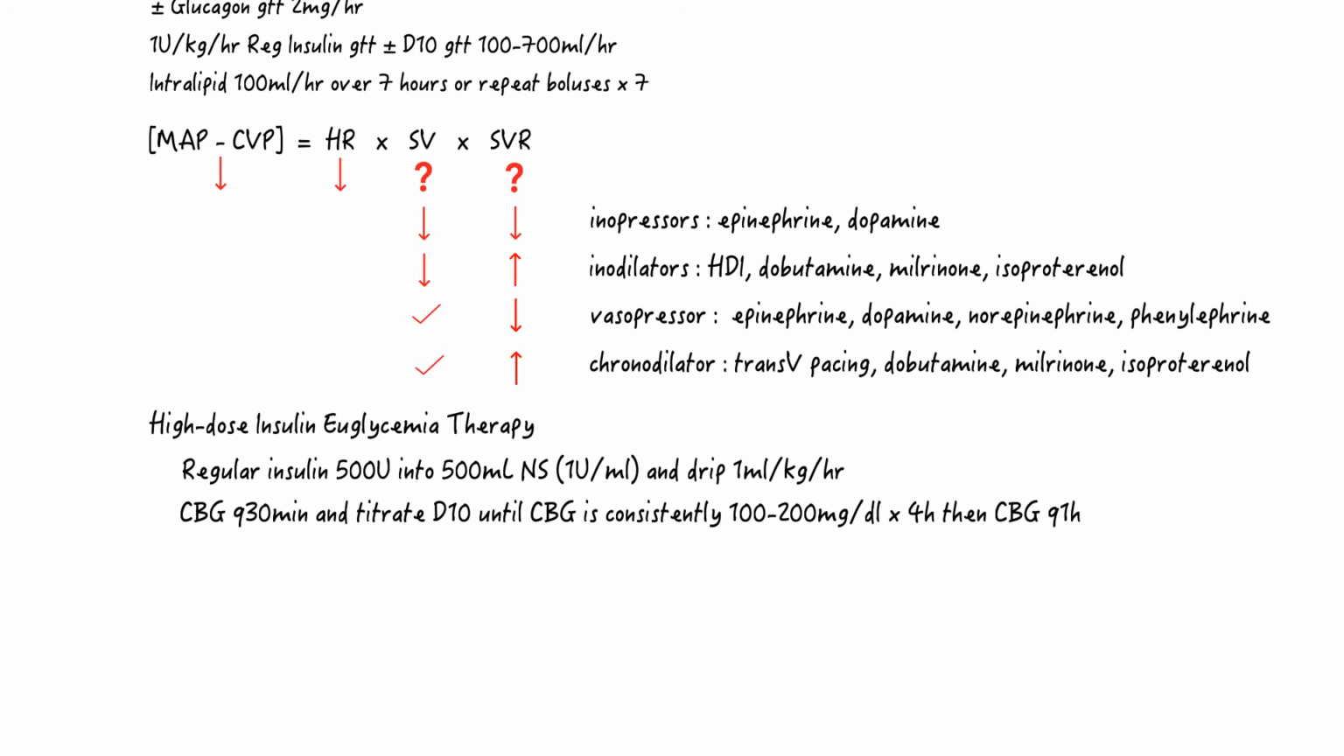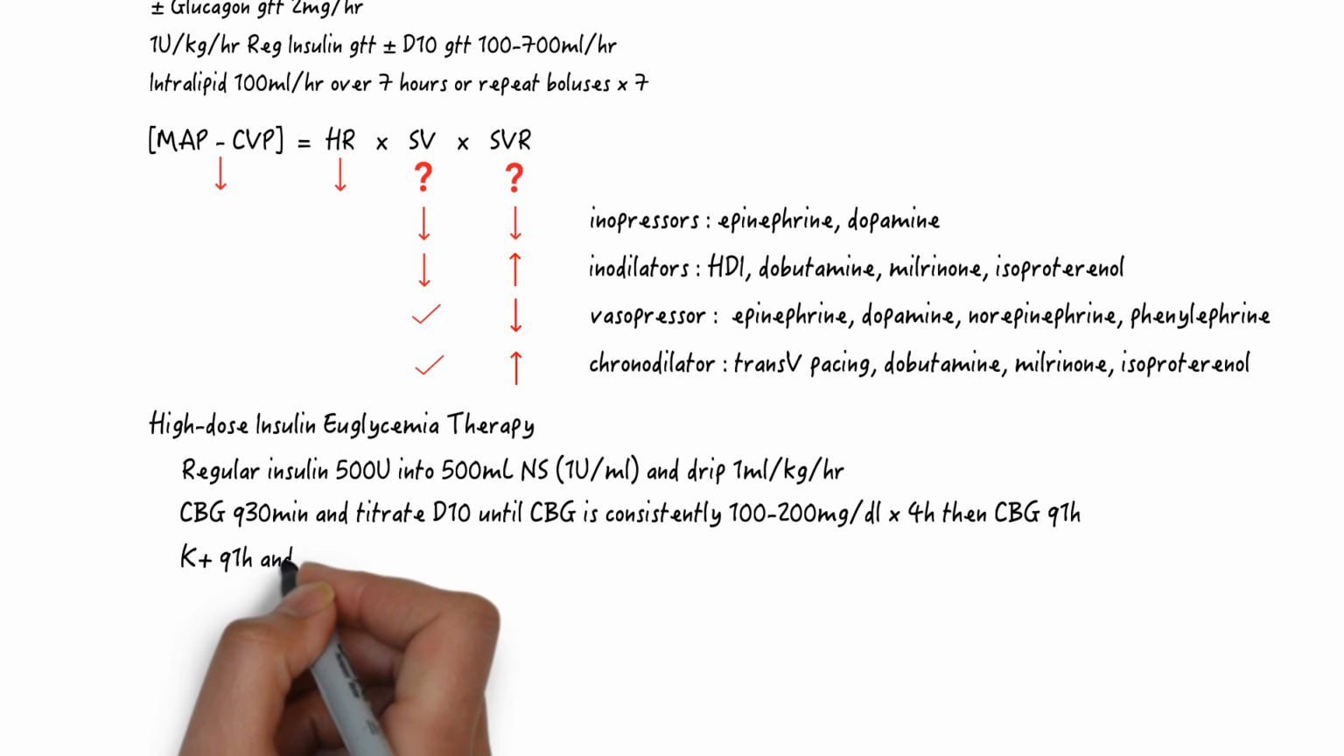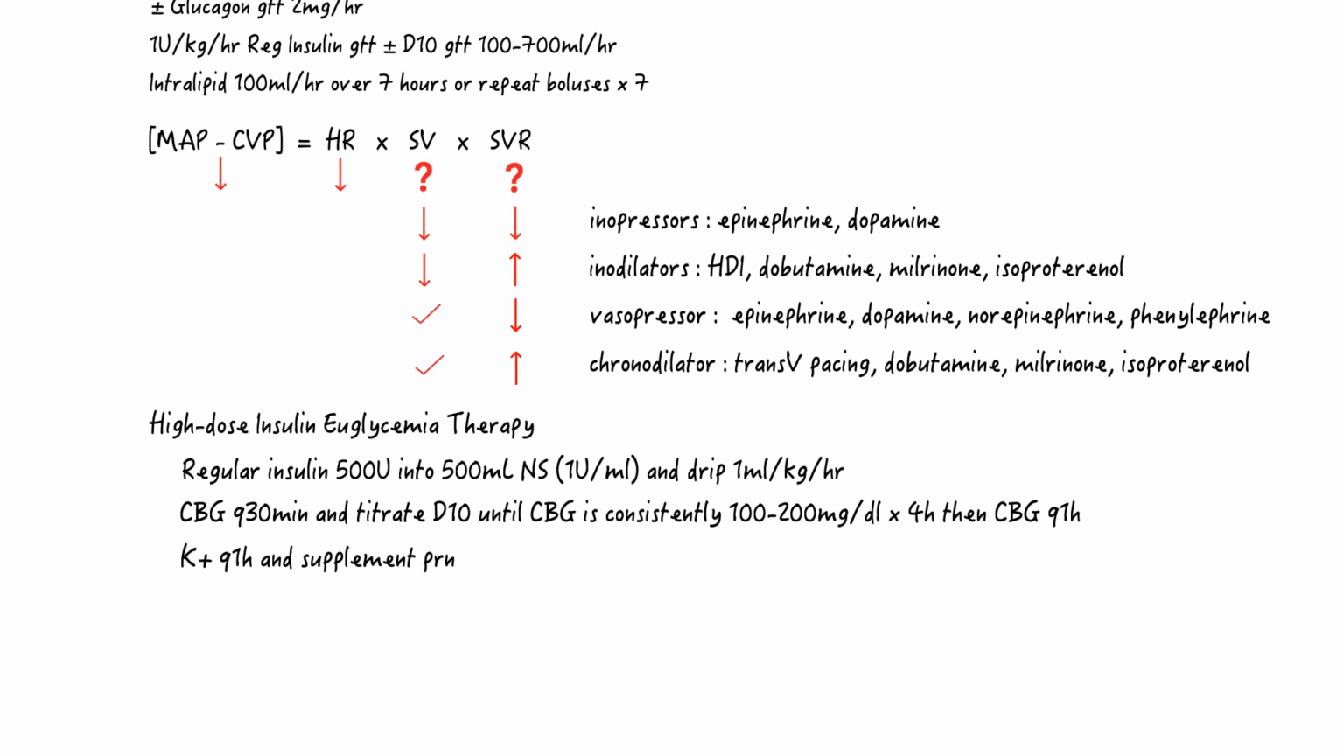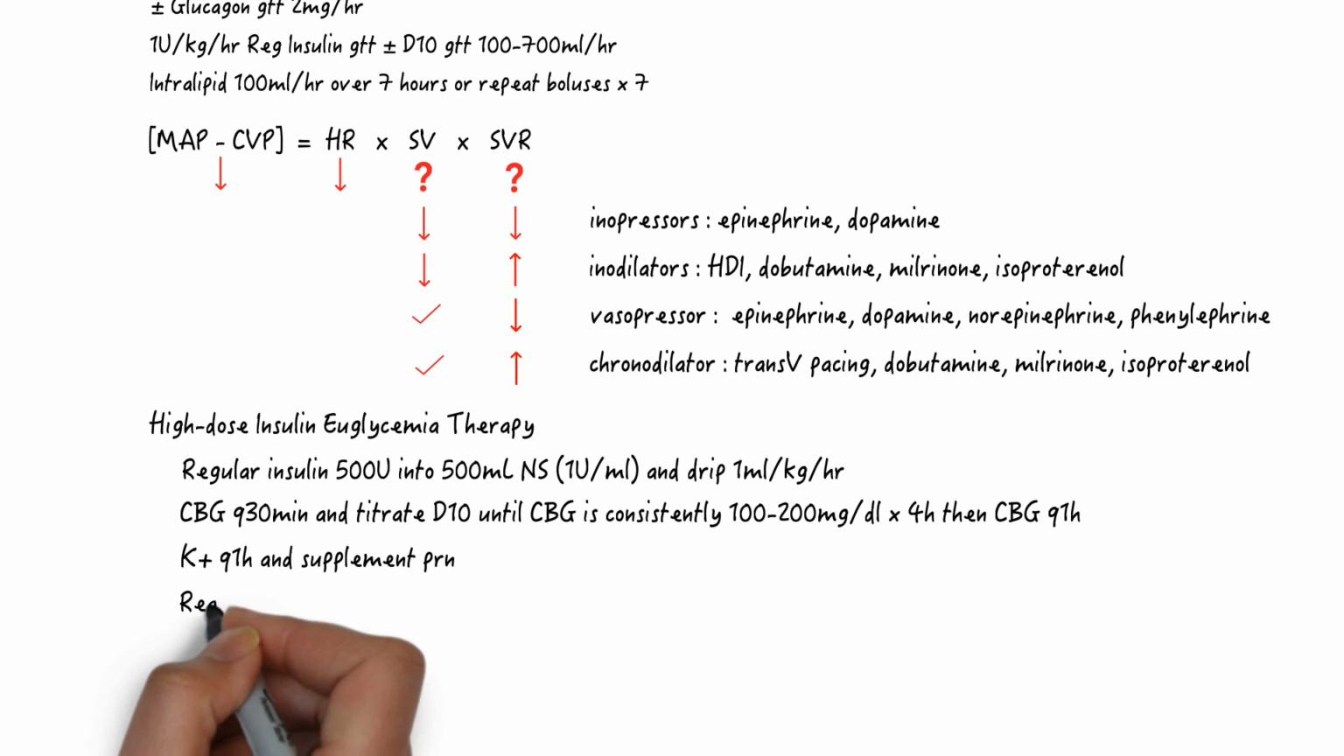Continue to check the CBGs every 30 minutes until the CBG is consistently 100 to 200 for 4 hours before switching this to Q1 hour. Check the potassium every hour as well because of the potential to induce severe hypokalemia. This needs to be supplemented aggressively.